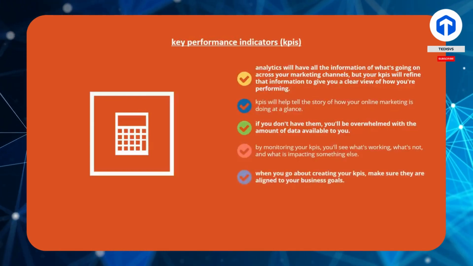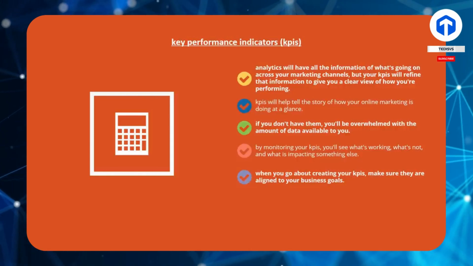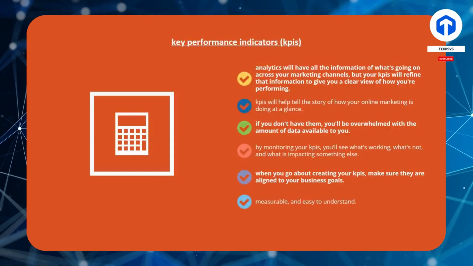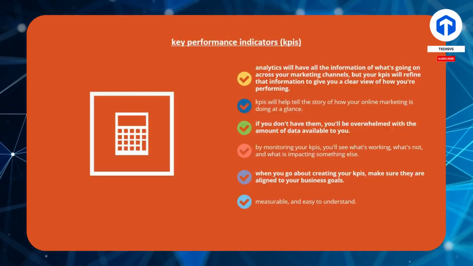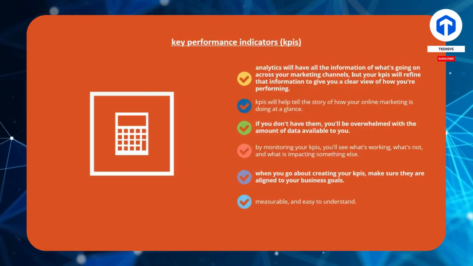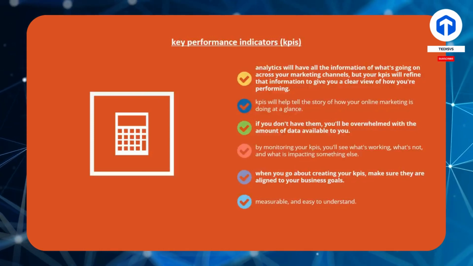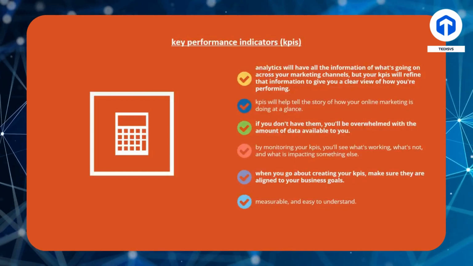When you go about creating your KPIs, make sure they are aligned to your business goals. They need to be measurable and easy to understand. So a good KPI might be increased traffic 5% month over month, whereas a bad KPI would be increased traffic each month. If you don't have a quantifiable goal, it's not easy to interpret the results.